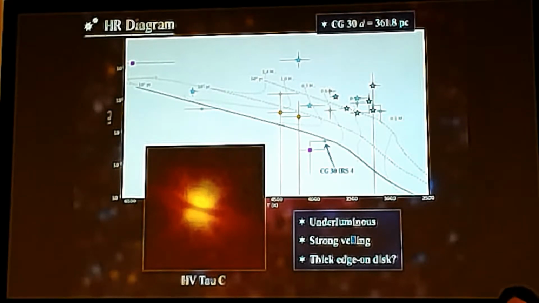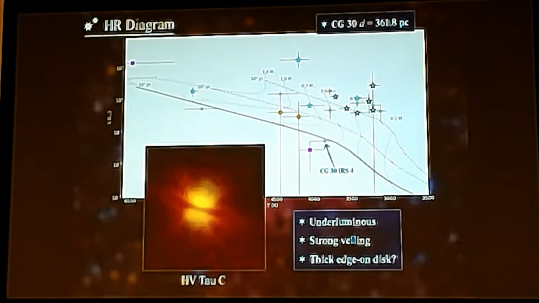So this happens sometimes. This actually happens especially with some stars that show moderate to high veiling. And CG30 IRS4 is such a star. It does have quite a bit of veiling. Sometimes veiling is associated with the light coming to us via mostly scattered light, for example, like HV Tau C, which has a thick disk in front of it. That can cause you to collect mostly just scattered light from an object.